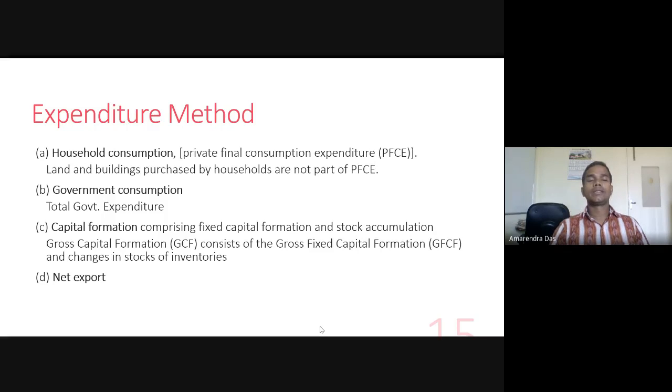And then we take the net export, that is export minus import. So basically, if you add all these things, household consumption, government consumption, capital formation, and net export, then we get the GDP using the expenditure method.